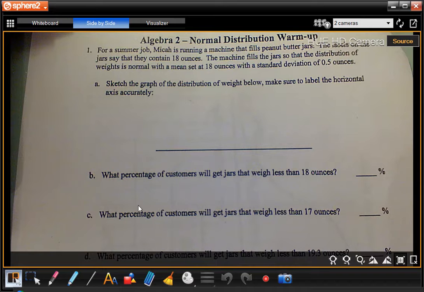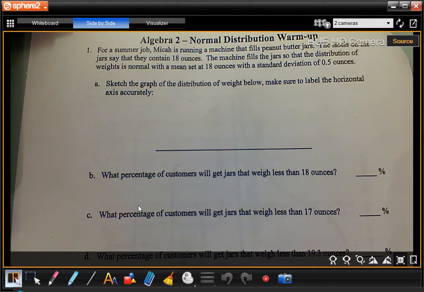I am going to go over the normal distribution warm-up. You should be able to find it in your attachments. It's also in your packet that I sent home. If you want to go over this with me, it's just a good example to remind you how to do this. We're going to talk about some empirical rule, and we're going to talk about some z-scores to remember how to do this. Okay, Algebra 2 normal distribution warm-up.